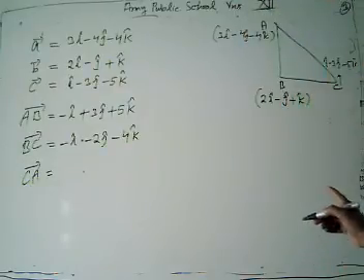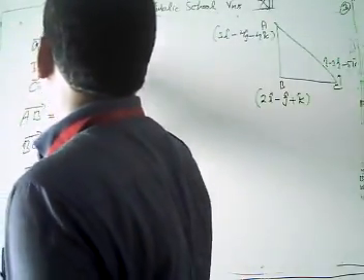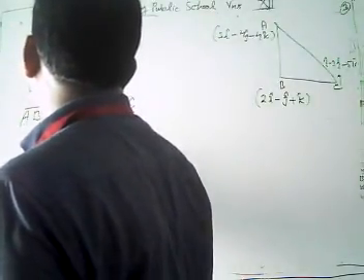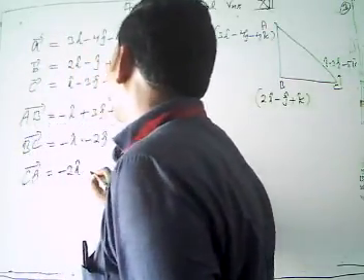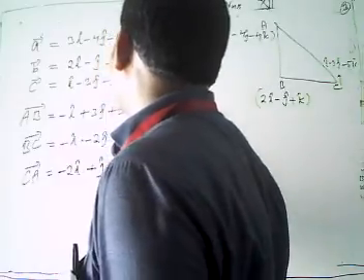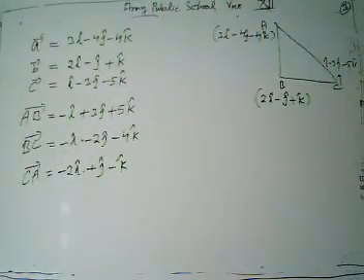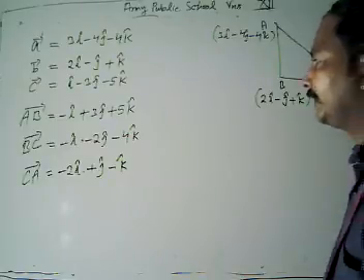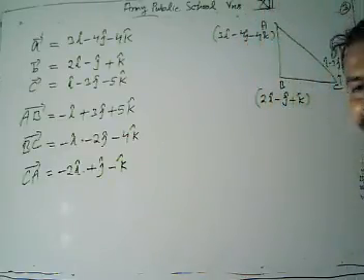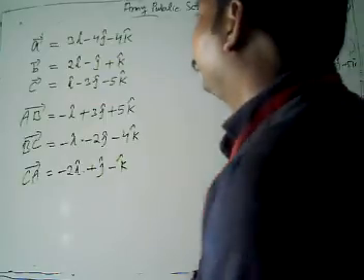Now we are going to get vector CA. How can we get CA? Position vector of C minus position vector of A. That is (1 minus 3), minus 2i cap, then plus j cap, then minus k cap. Now we have the vectors of the three sides of our given triangle: AB, BC and CA. The value of CA is 2i cap minus j cap plus k cap.